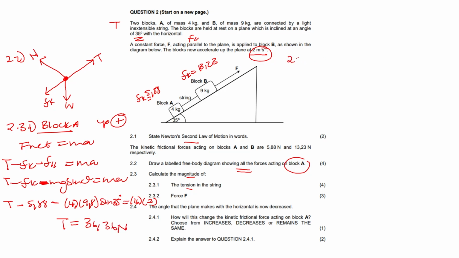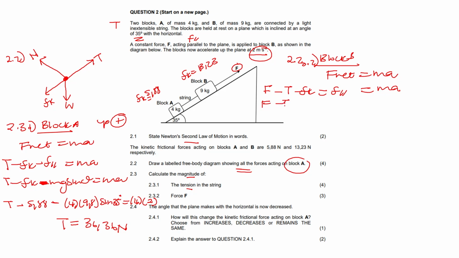Okay, then the next question, 2.3.2. Calculate the force F. So they want us to calculate the magnitude of that force. So we will have to use block B now, right? Because it is acting on that block. So we will have to calculate the horizontal forces because that's the only way we can find that missing F. So my horizontal forces will be my missing F minus my tension. Remember, there's still a string there. Minus my frictional force. And don't forget your parallel force.